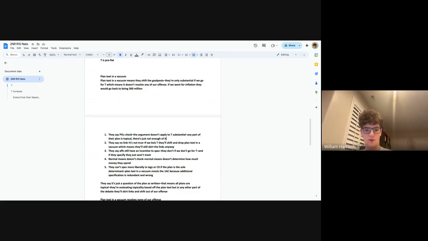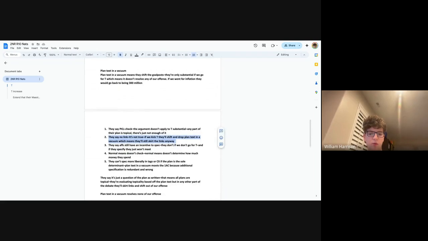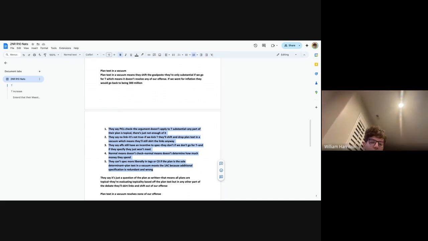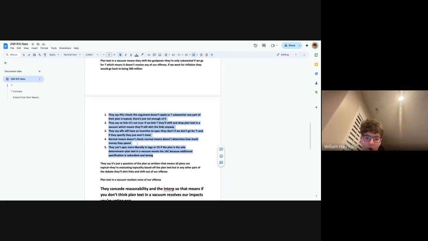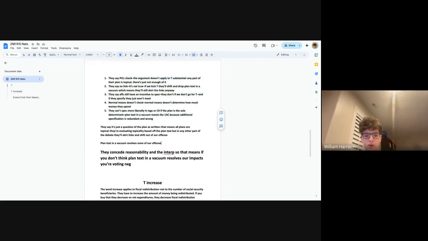If we're not topical. It's really hard to explain these without the context. But what I do want you to notice is this is all 5 of the points that they raised on plan text in a vacuum. If you drop any of them, you're kind of in trouble. So you have to be flowing and you have to be able to catch all of these and then write an answer. Hopefully they'll put analytics in the doc.